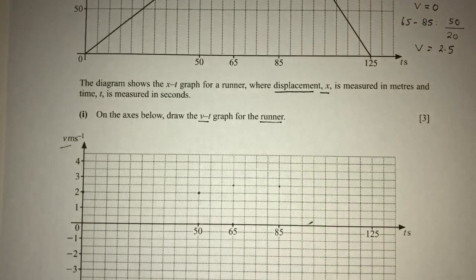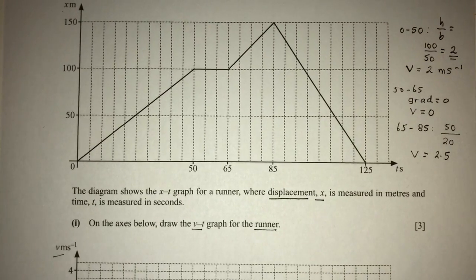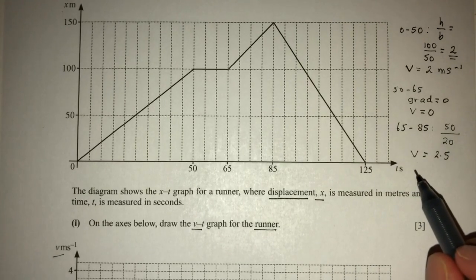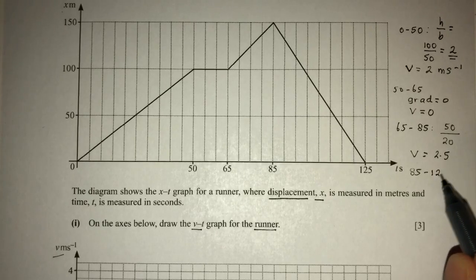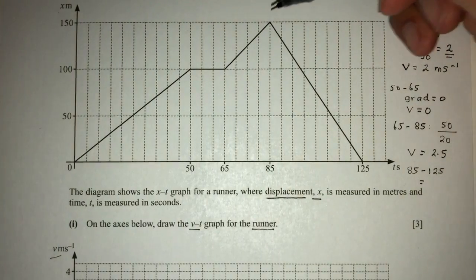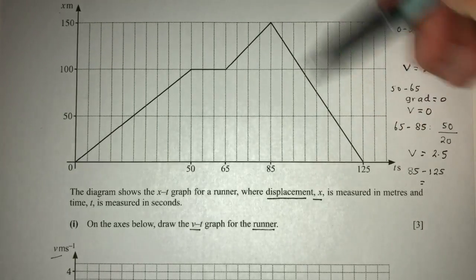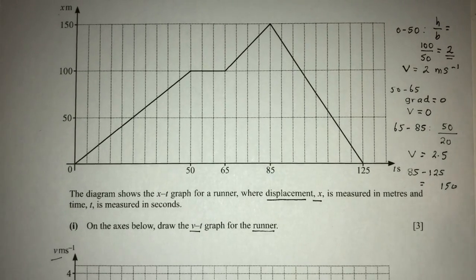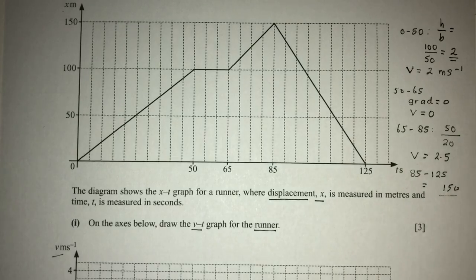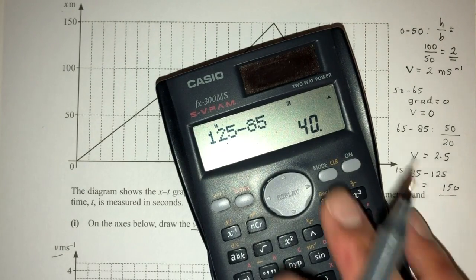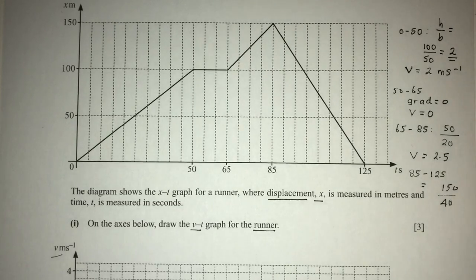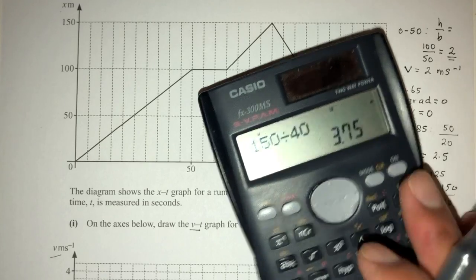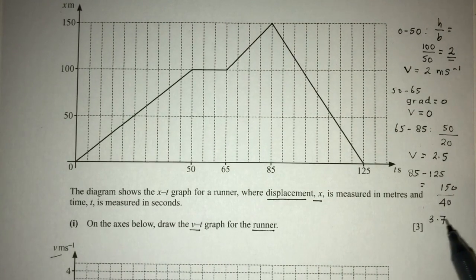Now the last one is from 85 to 125. Let's use the same method to find the gradient with the triangle. The height is 150, and the base is 125 minus 85, which is 40. So 150 divided by 40 is 3.75.